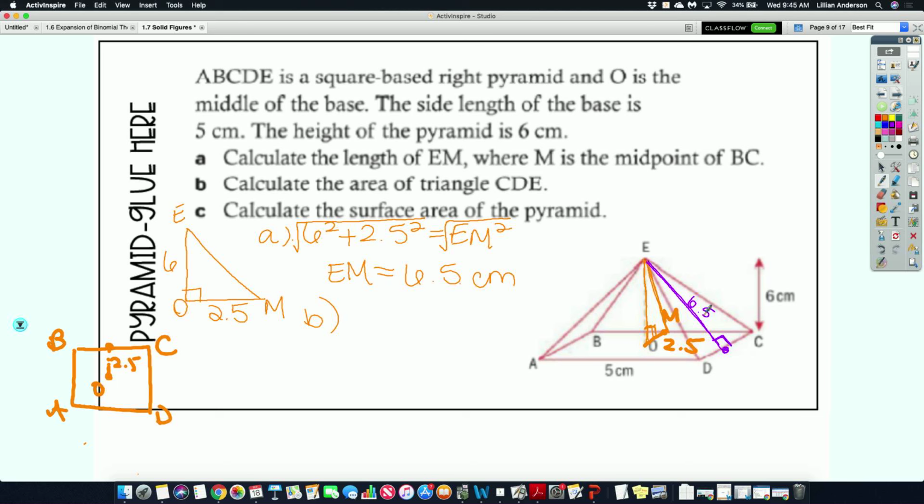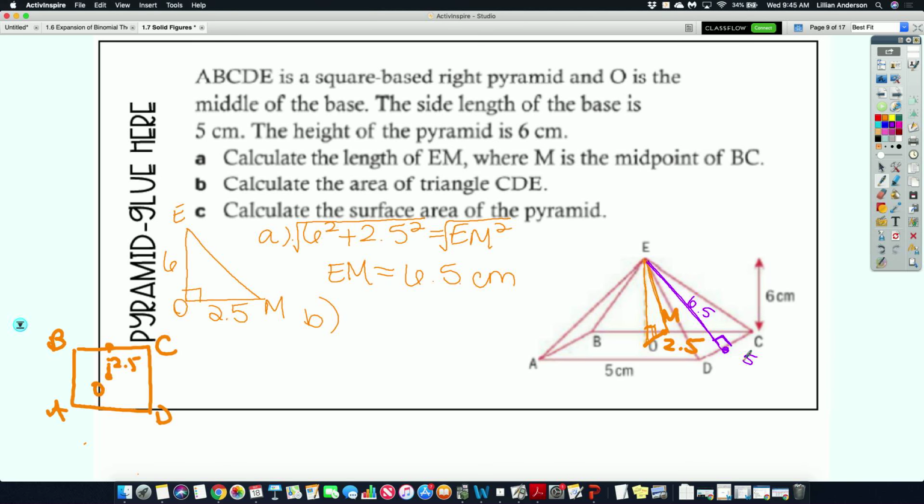And why is that? Why are all those triangles equal? Because it's a square. Had this been a rectangle, the two opposite ones would have been the same. But because it's a square, we know that all those triangles that form the pyramid are all equal, which means that all of those slant heights that run along the side of them are all the same. So we know this is also 6.5. We know CD is 5.